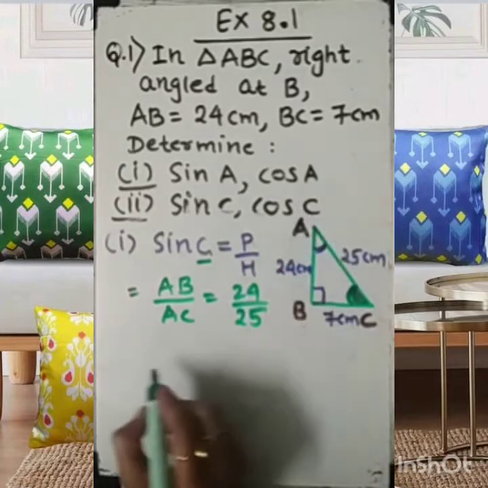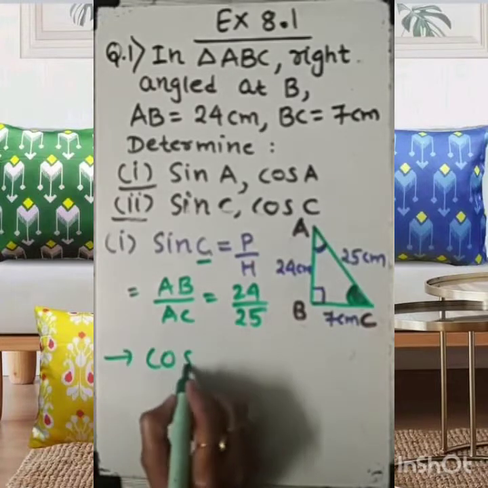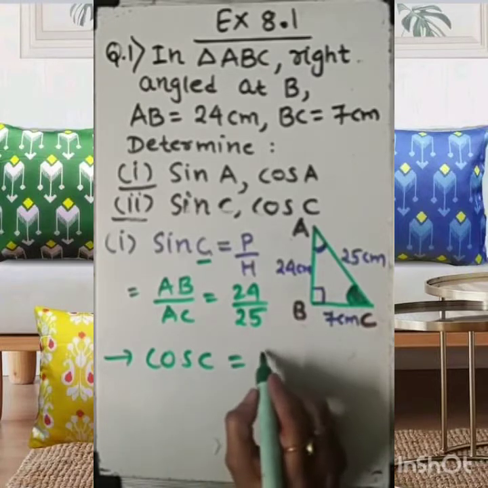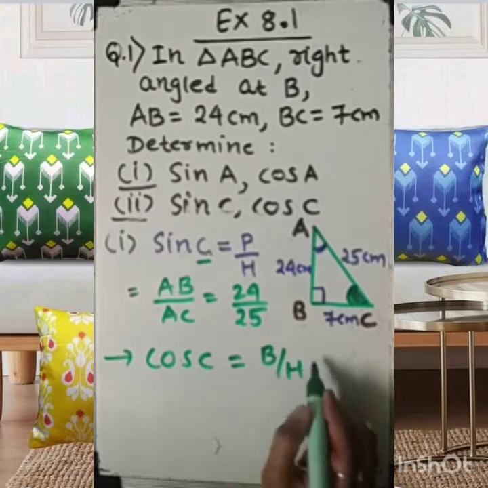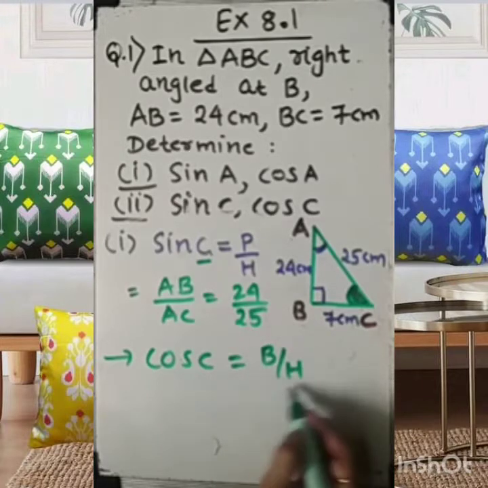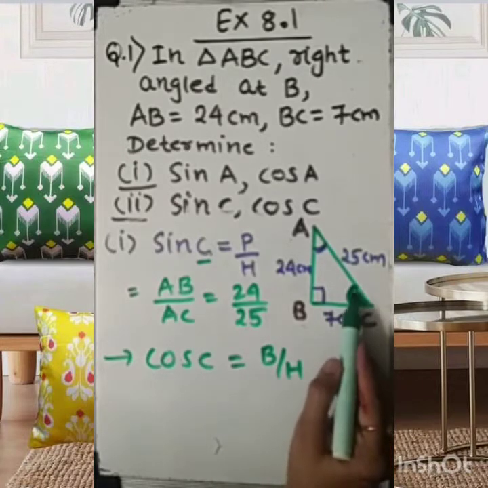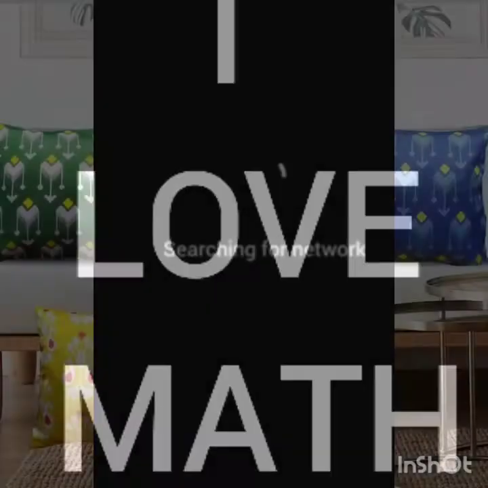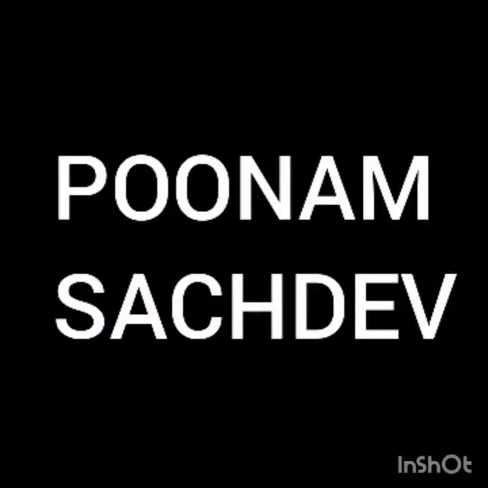Now cos C we have to find. Same procedure, cos C. As we know, cos C means B by H. You must be very clear about this. According to angle C, base will become BC and AC will be the hypotenuse. So BC upon AC, that is 7 by 25. So my dear student, here it will be 7 by 25.